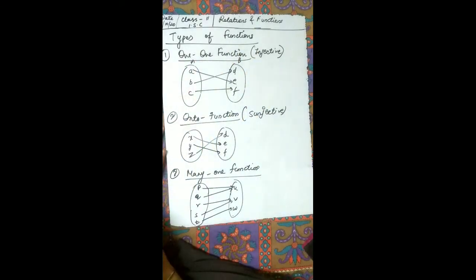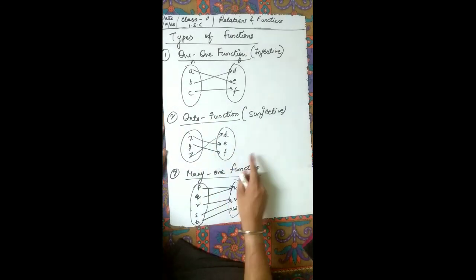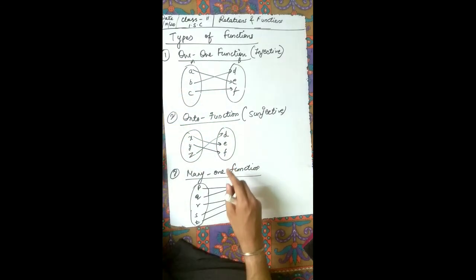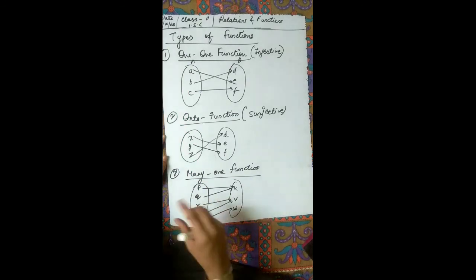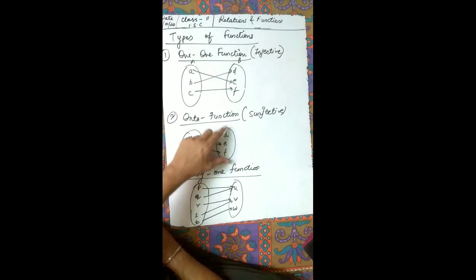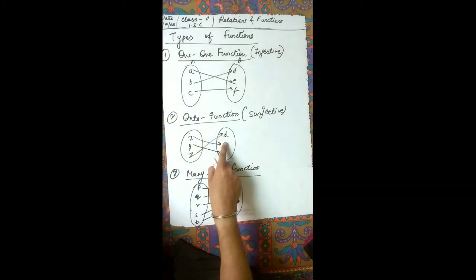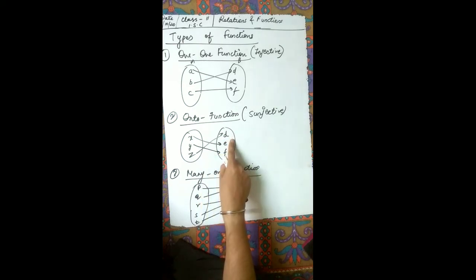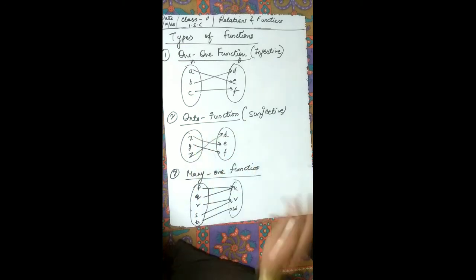Onto function is called surjective function. What does this say? Actually, it is the opposite of one one function. How? Every image must have an element in X. As we say every element has one image, so every image must have one element. This is called an onto function. A function from A to B is called onto if each element of Y has an image of at least one element of X. So this is called an onto function.